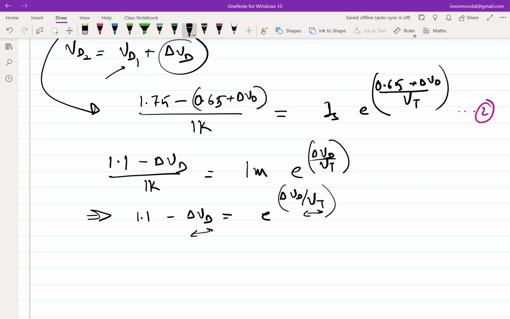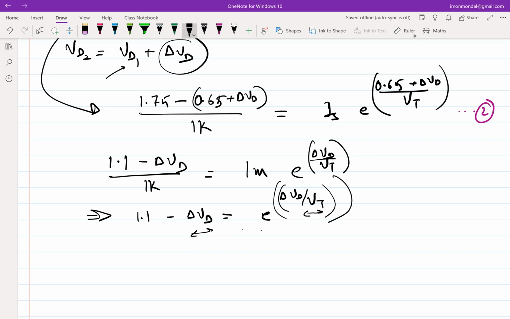If I do even numerical approximations, it has to be lesser. As it turns out, it's much lesser, right? Because this is almost close to 1, right? So which means the exponent has to be very close to 0, right?